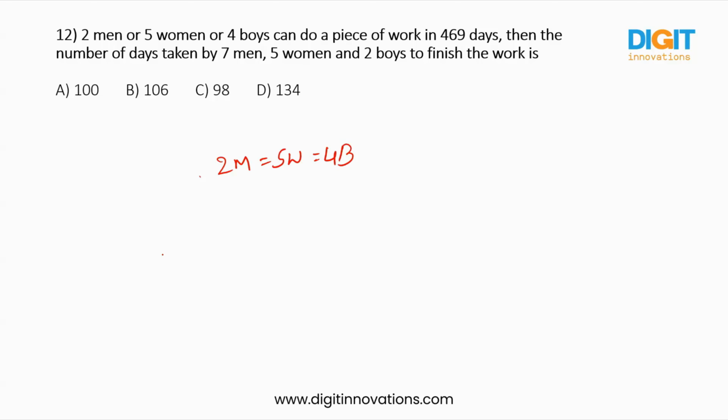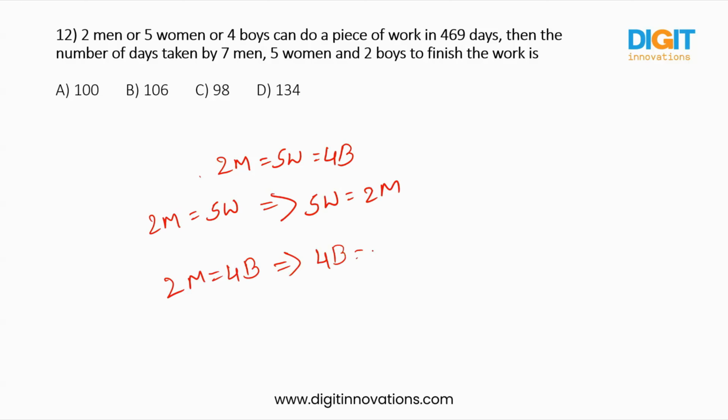So when we take all as equal, 2 men, 5 women, 4 boys, we take all of them as equal. I'm converting women and boys into a single man equivalent. Okay. 2 men equal to 5 women. So this 5 women is equal to 2 men. And 2 men are equal to 4 boys, and 4 boys are equal to 2 men. So by this we can say 5 women is 2m and 4 boys is 2m only. So I am equating all of them into single men.